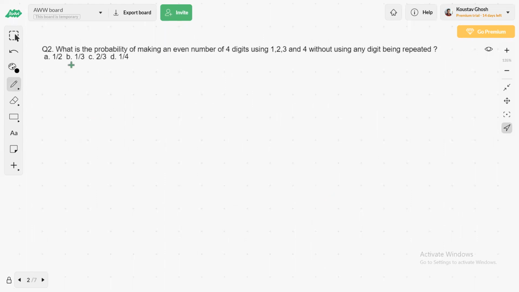Now come to the second question. What is the probability of making an even number of 4 digits using 1, 2, 3, and 4 without any digit being repeated? Without any repetition is a very important phrase. This question is from the topic of probability. The total is four numbers, and four numbers can be arranged in 4 factorial ways.